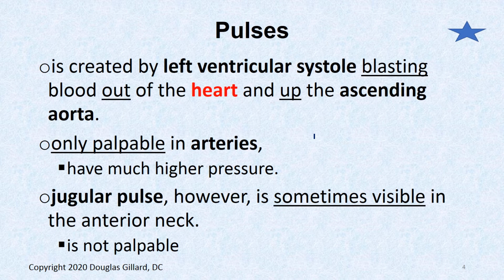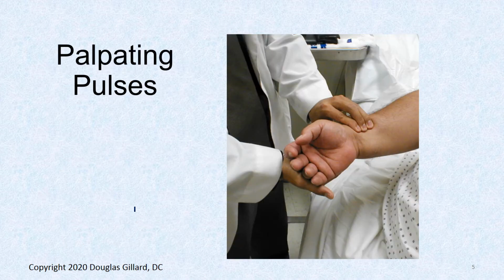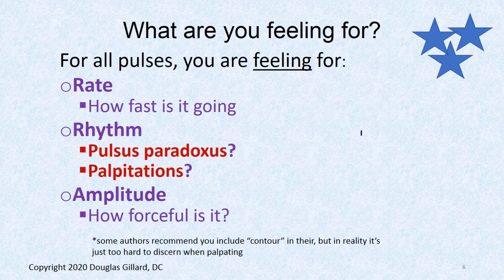All right, pulses. So, of course, created by the left heart, right? During systole, it shoots a blast of blood up the ascending aorta, and it goes throughout the body, and you can feel a pulse. Sometimes there's a jugular pulse, a venous pulse, but you can never palpate a venous pulse. You can look at it, but you can't palpate it because the veins are too squishy. So we'll look at how you're supposed to take a pulse. That is how you're supposed to take a pulse, by the way, not the way that you guys do it.